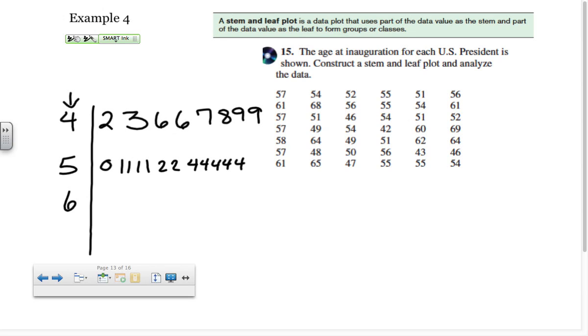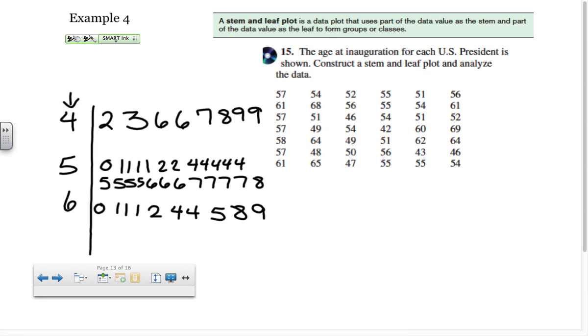54s. I have 4 55s, 3 56s, 4 57s, and 1 58. My 60s, I have 1 60. I have 3 61s, a 62, 64, 64, 65, 68, and 69.